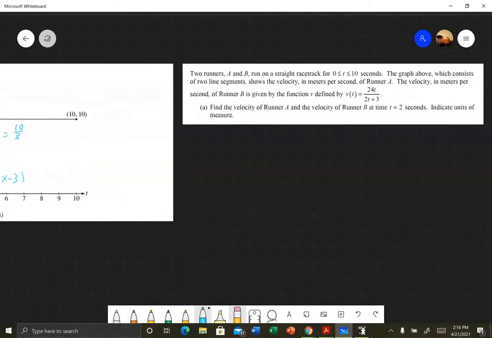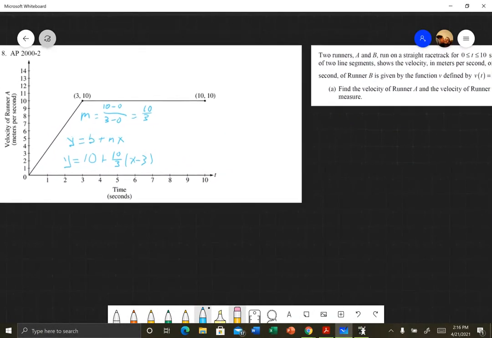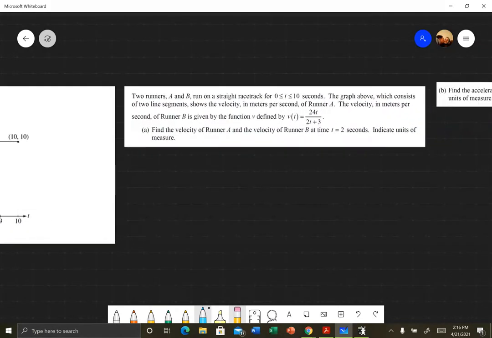Okay, so did that answer the question? No. This was just a formula for us to go ahead and answer the question, which is, what is going to be the velocity of runner A at time t equals 2. Well, now that I have a formula, I'm going to use that.